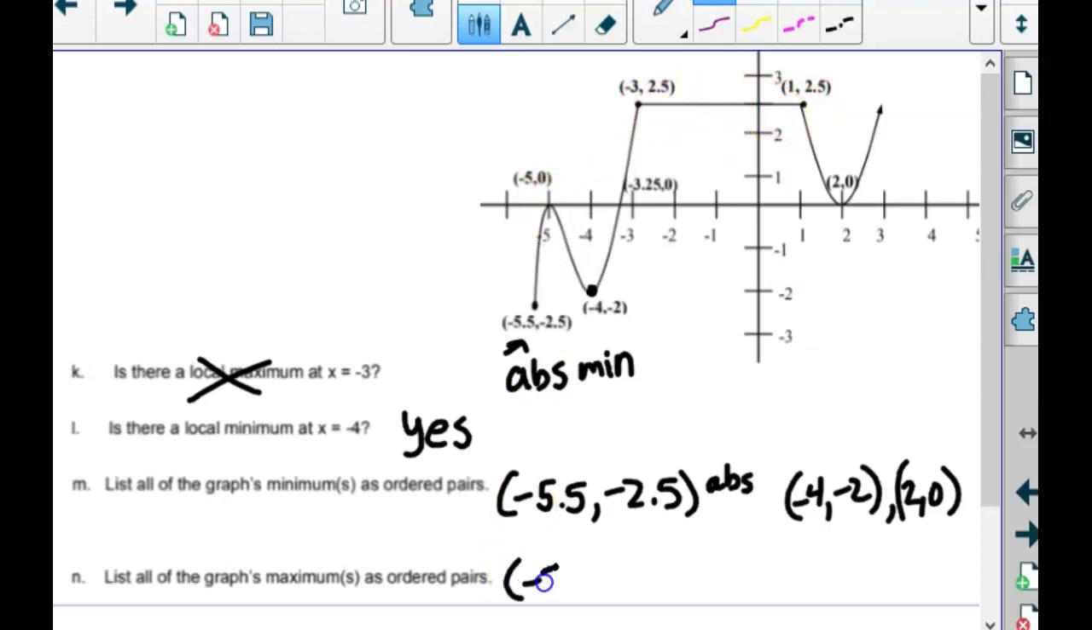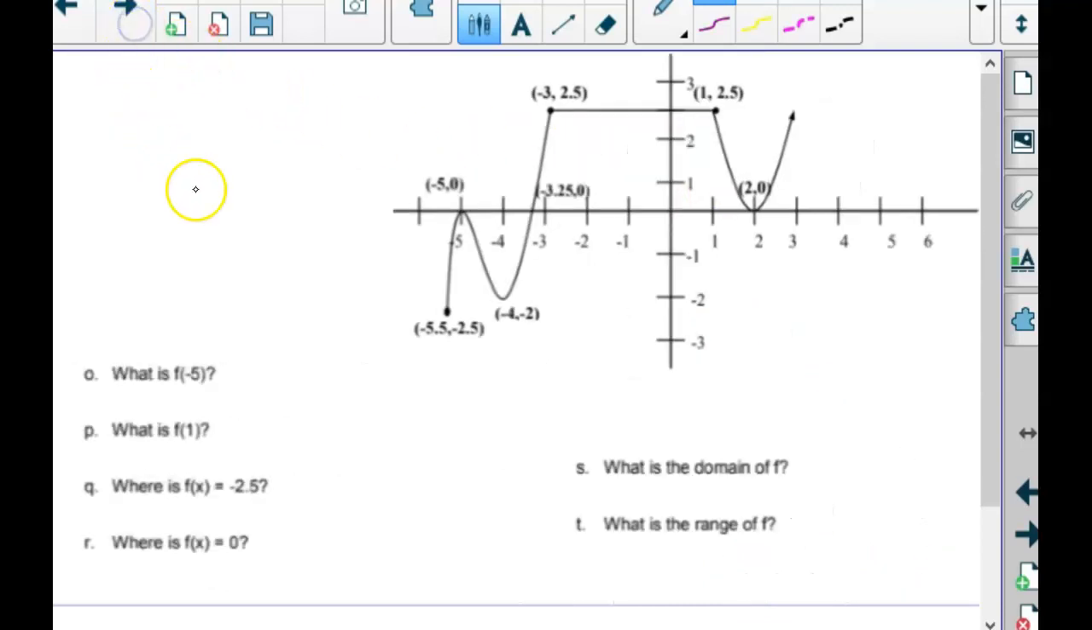Negative 5, 0. I don't have a constant place on the graph for you guys on the quiz. Is there an absolute max? No absolute max for sure, right? Because it has an arrow on the right.